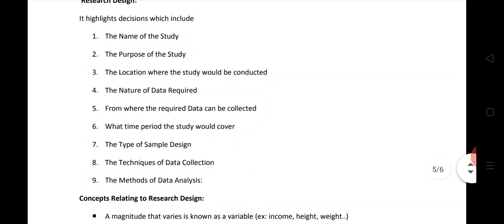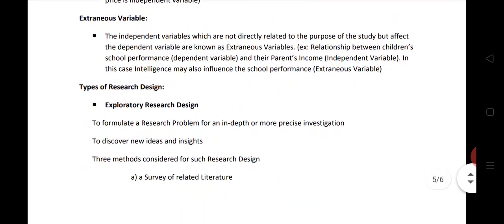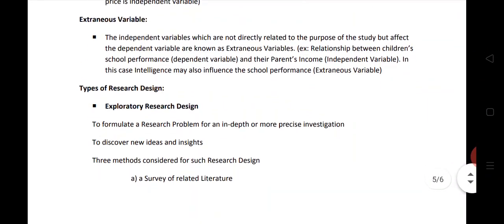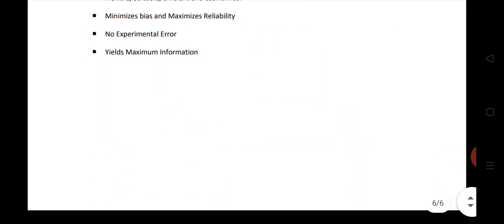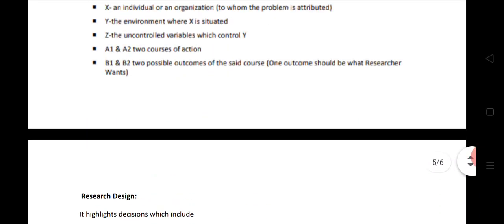This is research design, which we have already studied in steps of research. Types of research we have already studied.